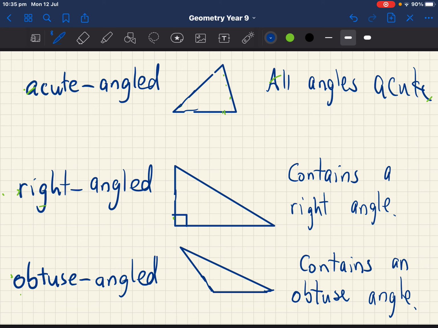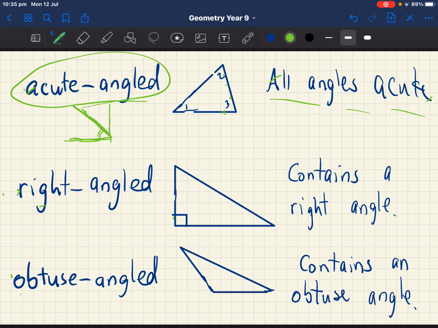If you look at the first triangle on this page, all 3 angles, 1, 2, and 3, are acute angled. That is, the actual size of the angle is less than 90 degrees, right? So it would be acute. If you have a triangle where all 3 angles are acute, we call it, not surprisingly, acute angled, right? And look over here, all angles are acute.